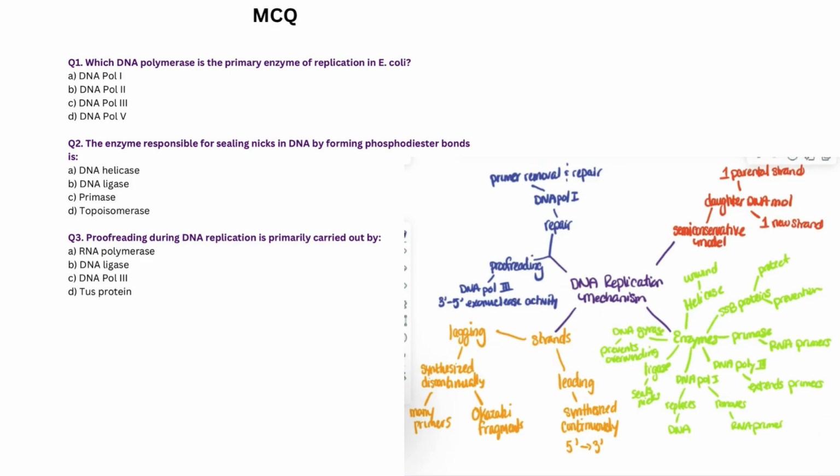Number 3, proofreading during DNA replication is primarily carried out by blank. Again, what's the main word? Proofreading. Okay, where have I seen proofreading on the mind map? Go to the mind map, find proofreading, and that will take you to your answer.